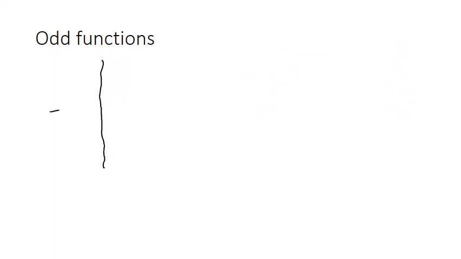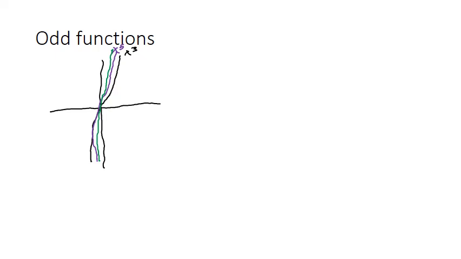For odd functions, their symmetry is different. This is an example of an odd function. This would be x to the third. If we say x to the fifth, that would be something like what x to the fifth would look like. X to the seventh would look something like that as well.